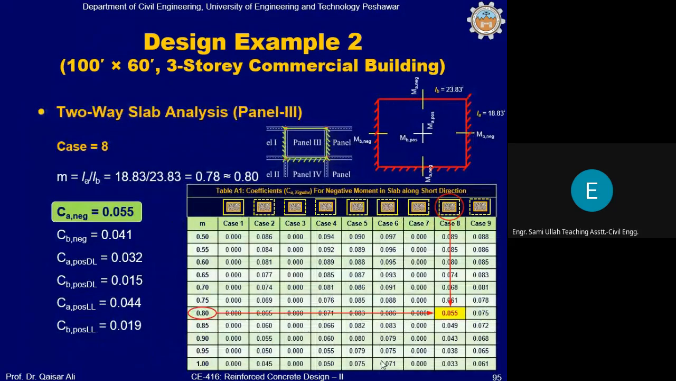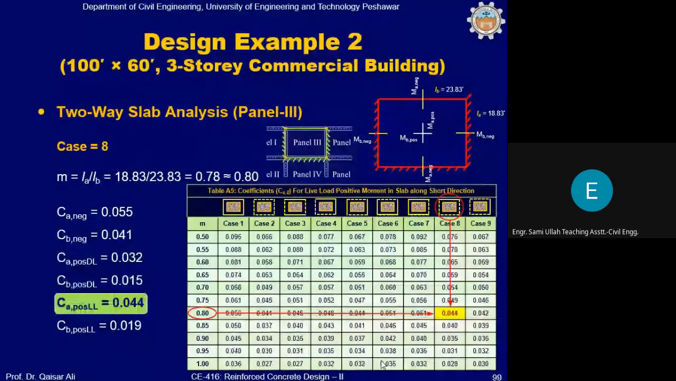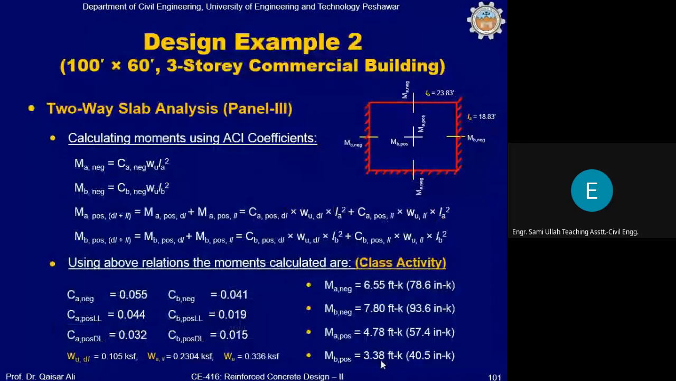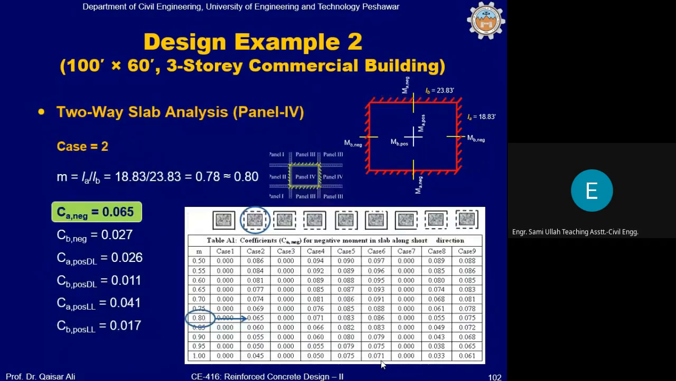Panel 3, which corresponds to case 8, and for this, these coefficient values are given. You can see here. And from these coefficients, you can calculate the moments. These are the moment values. And finally, panel 4, which corresponds to case 2 basically.